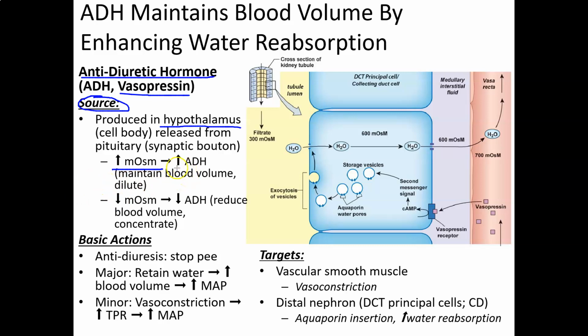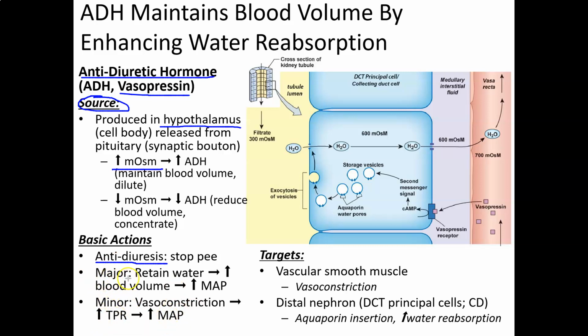So I mentioned the basic actions. The first one, again, is antidiuresis, right? So it prevents you getting rid of water, so it helps to stop pee, so it increases blood volume. That's its major mechanism of action, to retain water. When we retain water, we also increase blood volume, and then we also increase mean arterial pressure, so we help to increase blood pressure. Its minor action, as I mentioned before, from its other name, vasopressin, is vasoconstriction, and that increases TPR, and that also helps to increase mean arterial pressure.